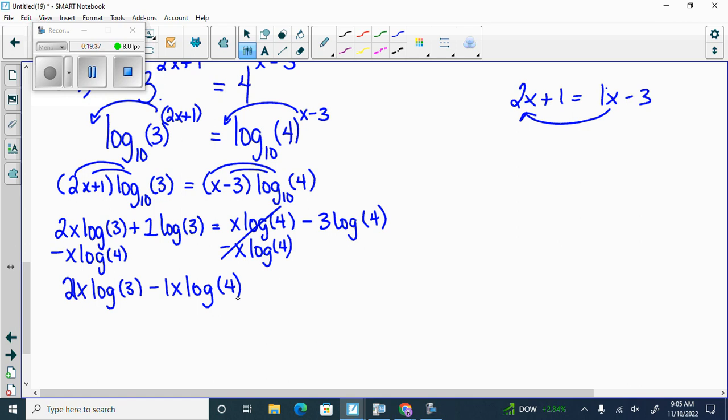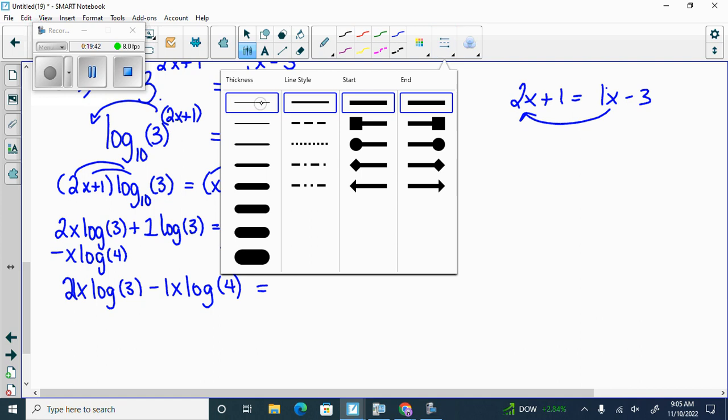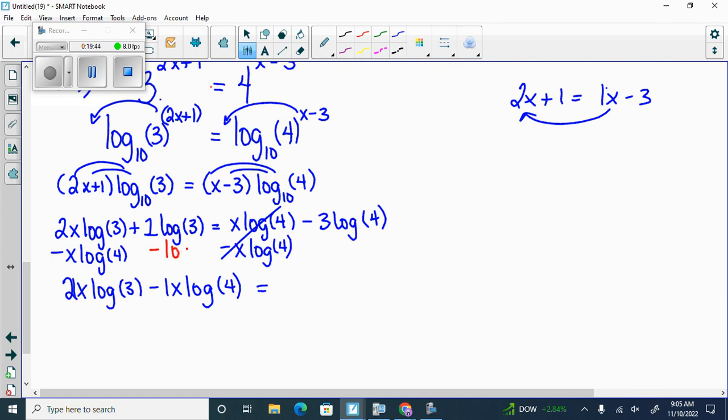And then here I'm going to subtract log 3 to this side. So I get negative 3 log of 4 minus log of 3. What can I do next? Yeah, take out a common factor of x.